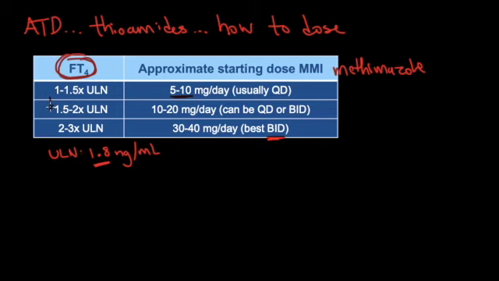When we move down to 1.5 to 2 times the upper limit of normal, we're going to do 10 to 20 milligrams a day, and this can be either or. And then when we move into the last category, 2 to 3 times the upper limit of normal, we're going to have to do 30 to 40 milligrams a day. And this is best done through BID dosing, so twice daily.